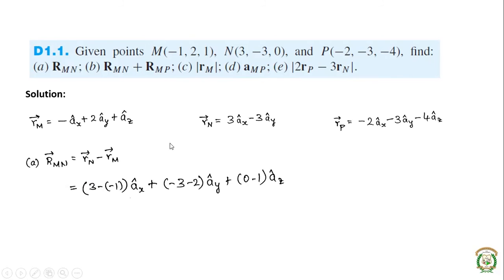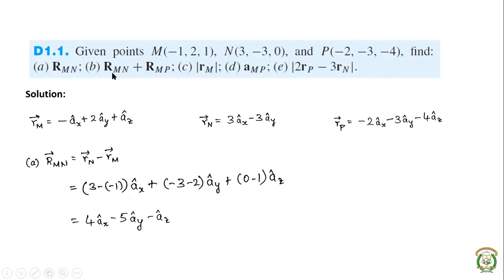So if you substitute the x, y, and z components of n and m, we get (3 minus of -1) Ax, (-3 minus 2) Ay, and since there is no Az component for n, it is 0, and for m it is 1, so (0 minus 1) Az. If you simplify this, you will get Rmn as 4Ax minus 5Ay minus Az. Okay, so this is Rmn.